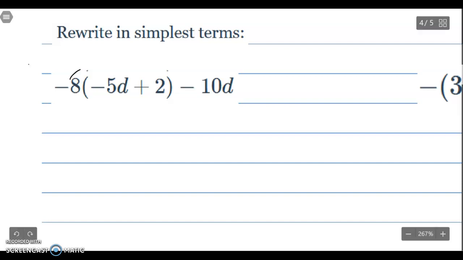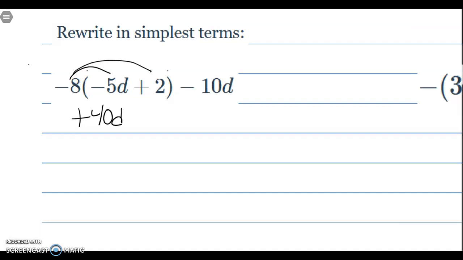All right, first I'm going to distribute. I'm going to have a negative times a negative, which is a positive, and an 8 times 5, which is 40D. Then I'm going to go ahead and continue to distribute. Negative times a positive, which is a negative, and 8 times 2, which is 16. Notice how I don't distribute to the negative 10 because it's not inside the parentheses.